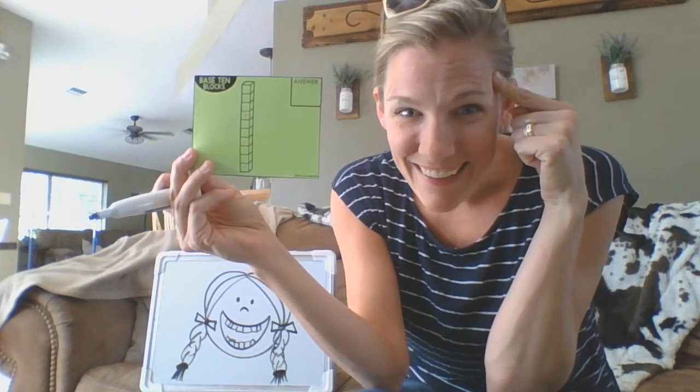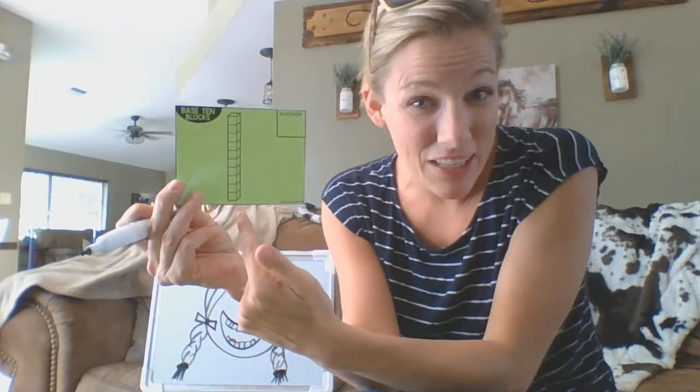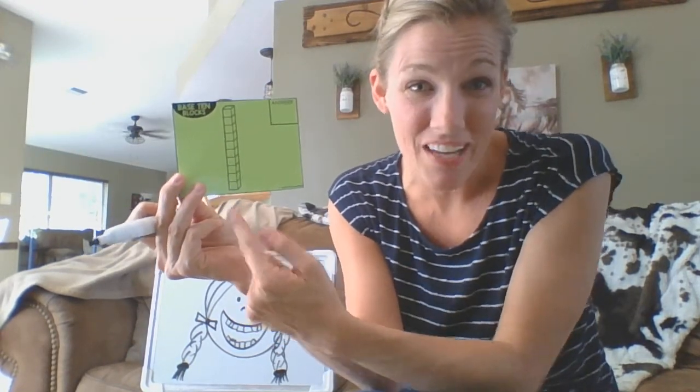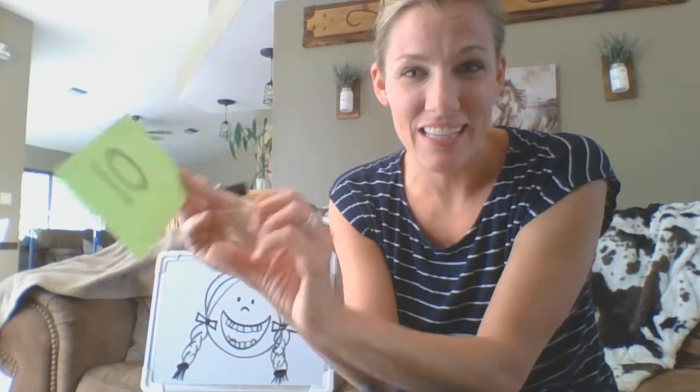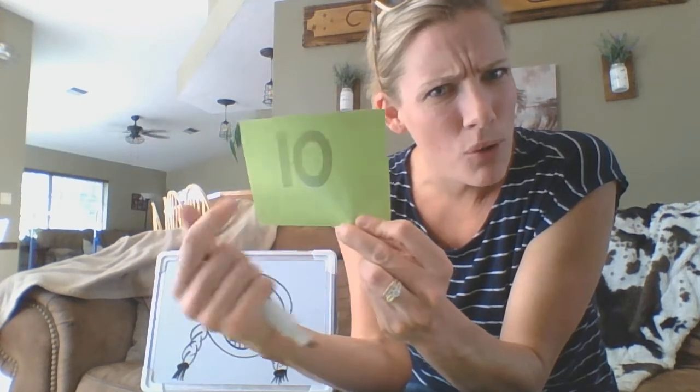Did you say 10? Did you say it right away? That's amazing. That tells me you're using your subitizing strategy. You're able to recognize that is a group that has 10 in it. Very nicely done. So that is one group of 10 and 0 ones.